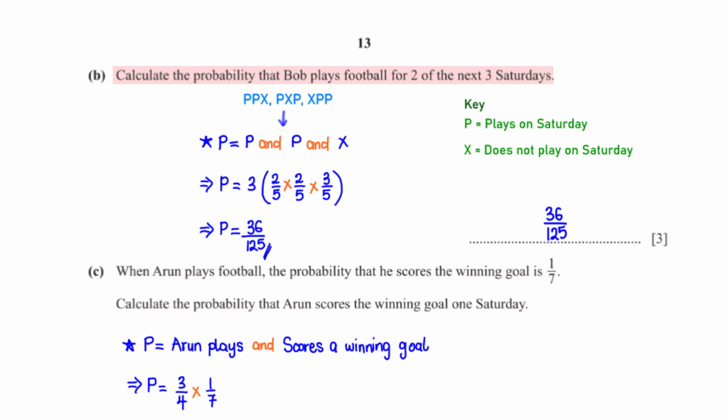The probability that he plays football on the first Saturday is 2 over 5, and the probability that he plays football on the second Saturday is also 2 over 5, and the probability that he does not play football on the third Saturday is 3 over 5. When we type this into the calculator, we get 36 over 125.